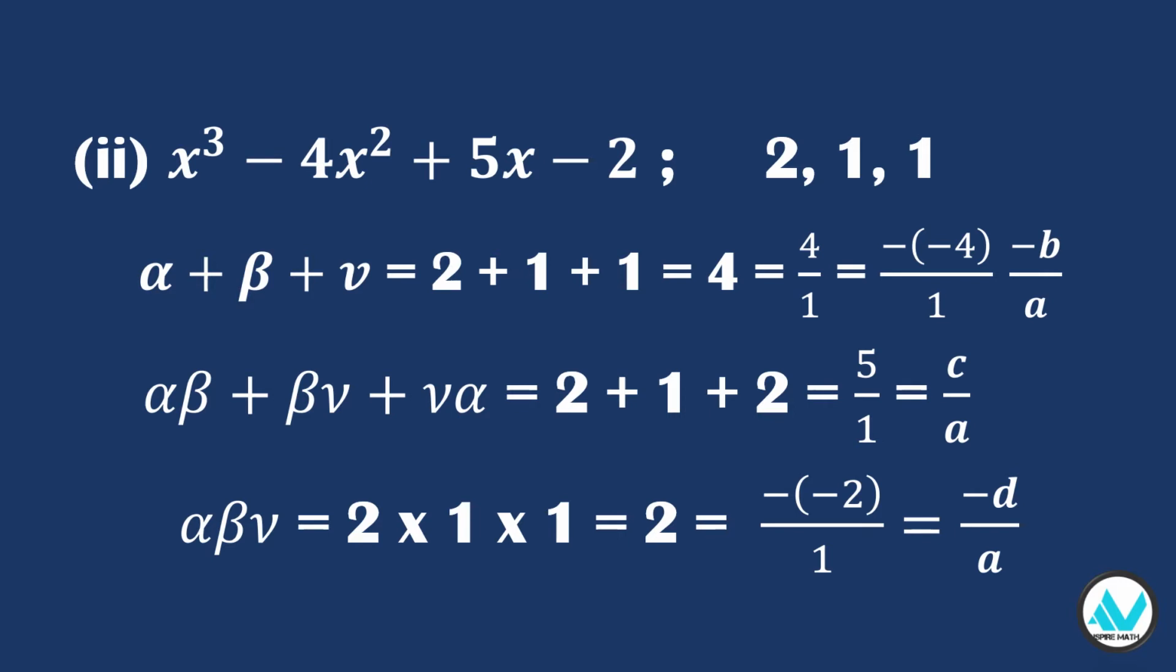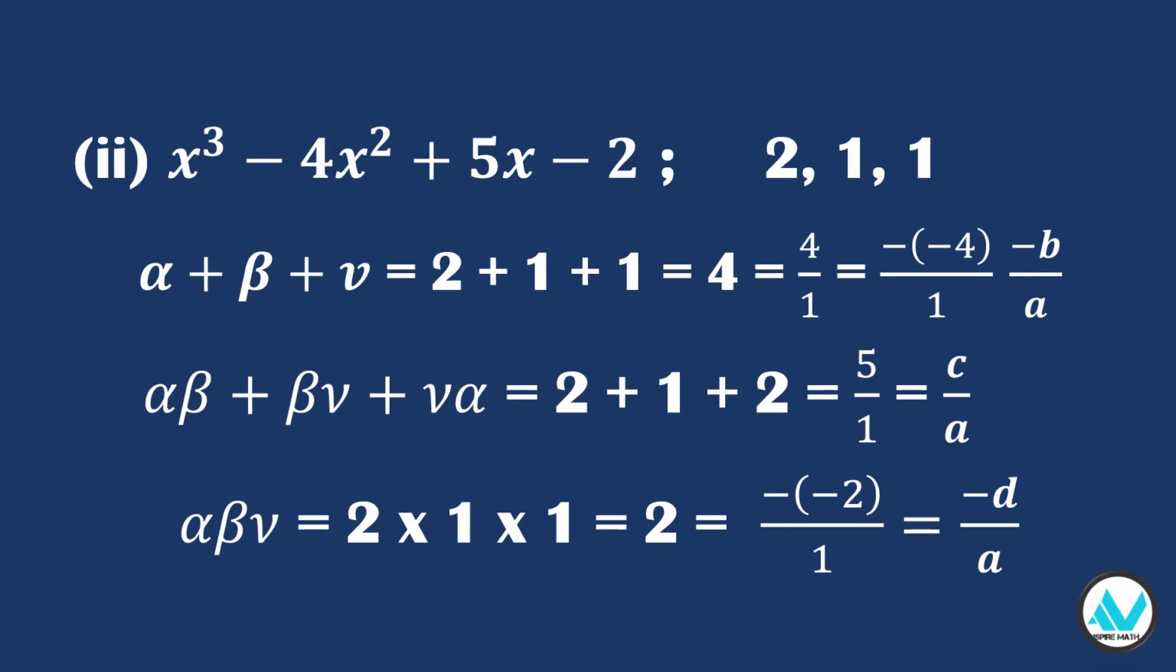Now let us see the first condition, that is sum of the zeros. Alpha plus beta plus gamma. So 2 plus 1 plus 1, which gives me 4. Now when I rewrite this, I can write it as 4 by 1. Now this is of the form minus of minus 4 by 1, which is nothing but, minus 4 is nothing but my b. So minus b by a. So the first condition is satisfied.